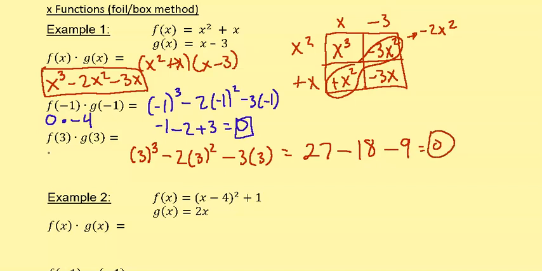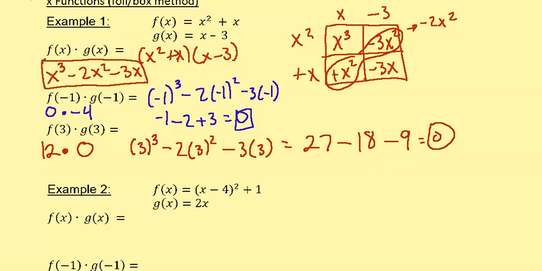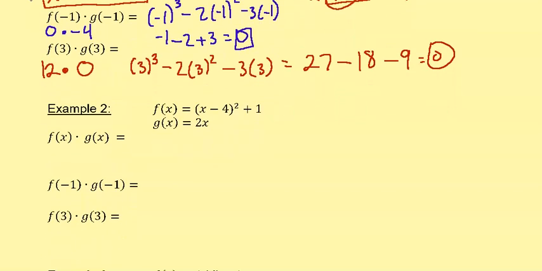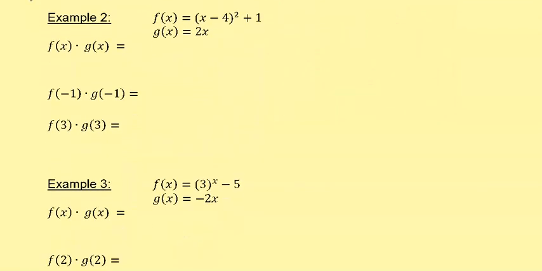Okay, f of 3, we get 9 plus 3 is 12. And then g of 3, 3 minus 3 is 0. 12 times 0 is still 0, so that works. Let's look at example 2.